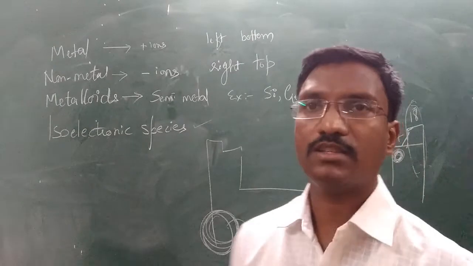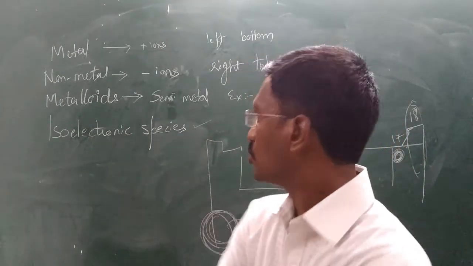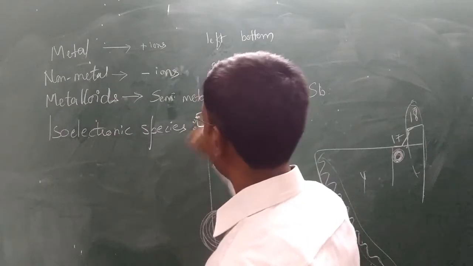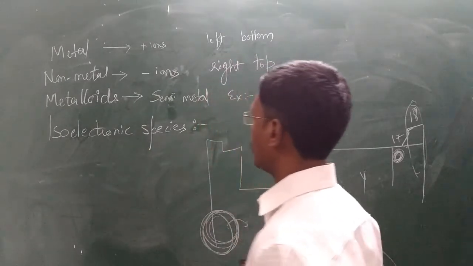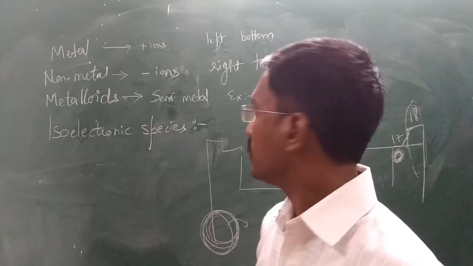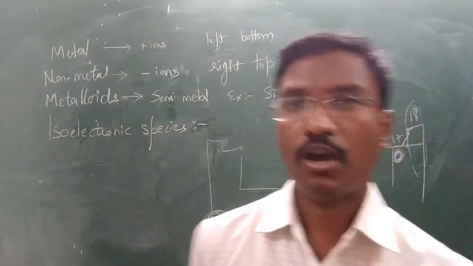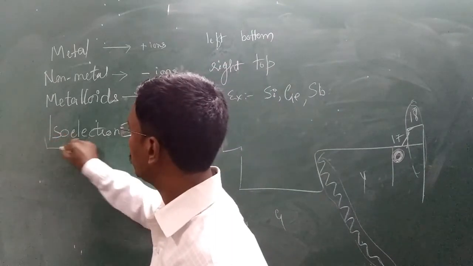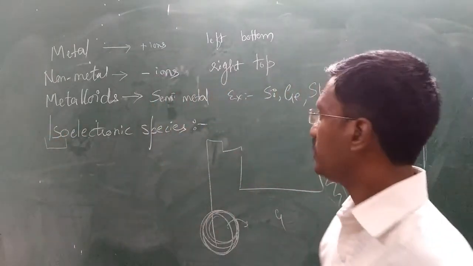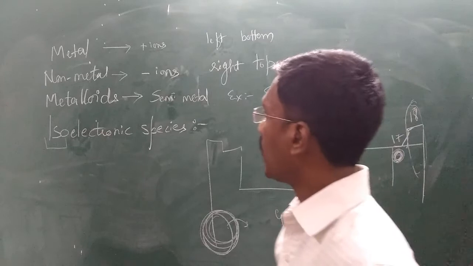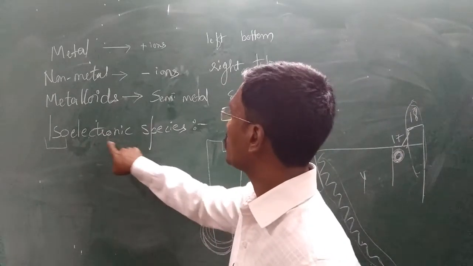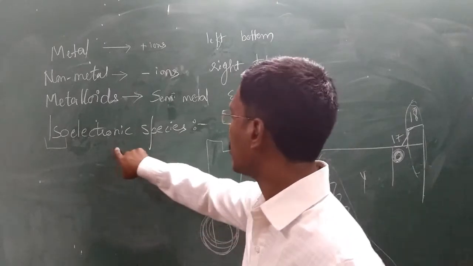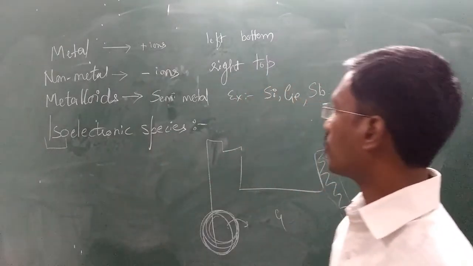So these are the elements of metalloids. Coming to the last one, this is also simple: isoelectronic species, or isoelectronic atoms, or isoelectronic elements. Can you see here, iso means what? Same. The elements which have the same number of electrons are called isoelectronic species.